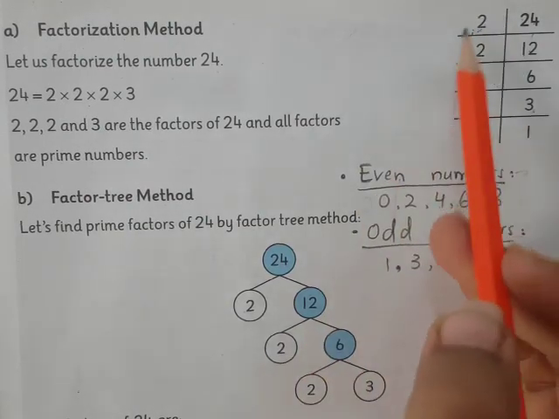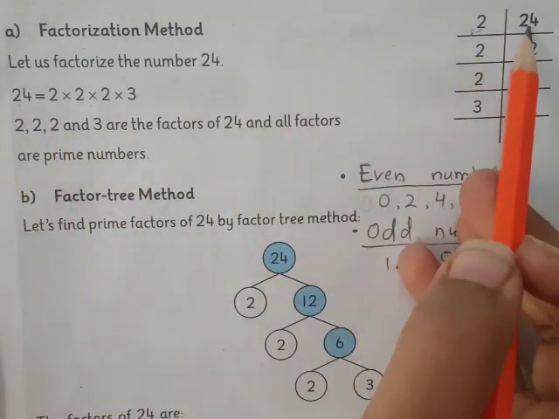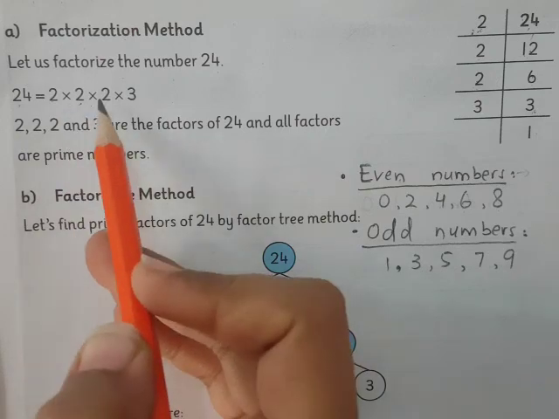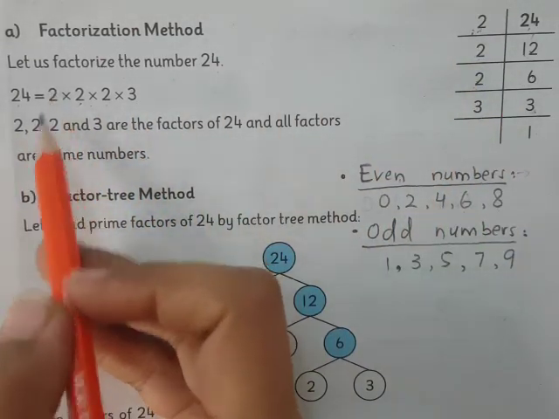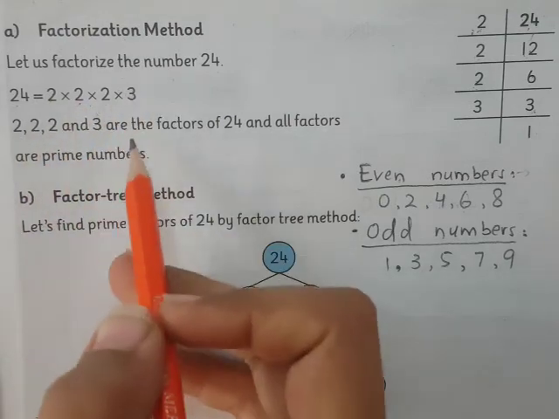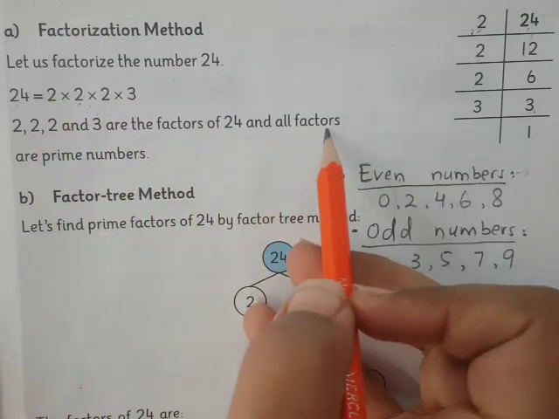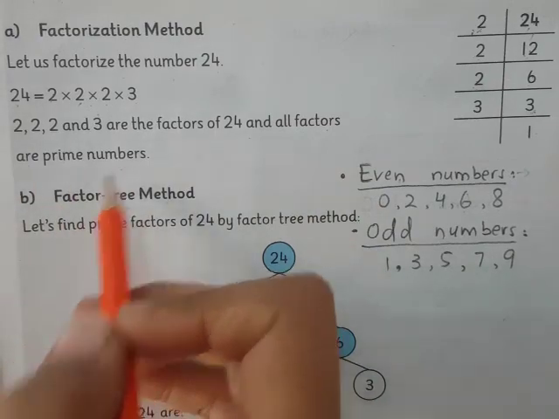We can write these factors like this. 24 is equal to 2 multiplied by 2 multiplied by 2 multiplied by 3, like this. Or 2, 2, 2 and 3 are the factors of 24 and all factors are prime numbers.